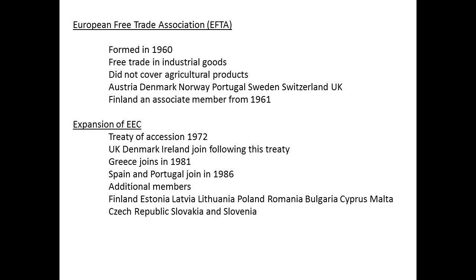However, by 1972, the UK, Denmark and Ireland had all applied successfully to join the EEC. The EEC has been growing ever since, and is still considering applications from countries wishing to join.